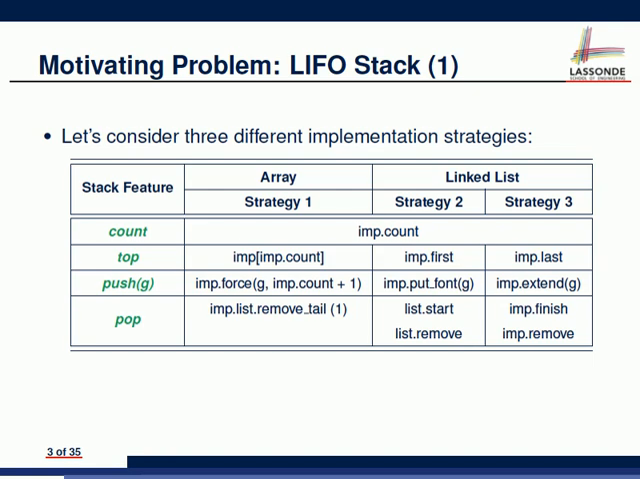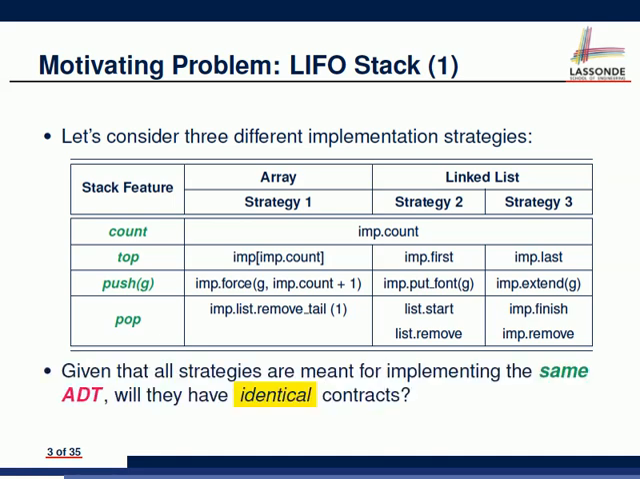Okay, this table here simply summarizes at least three different ways you can do things. It's quite true in general, because for any particular ADT, like a stack you want to implement, you've got more than one way, or you've got multiple ways of doing things. Okay? Now, here's a question for you. Given that all the 3 strategies are trying to implement the same ADT, a level stack, do you think the contracts, especially the post condition, are going to look the same?